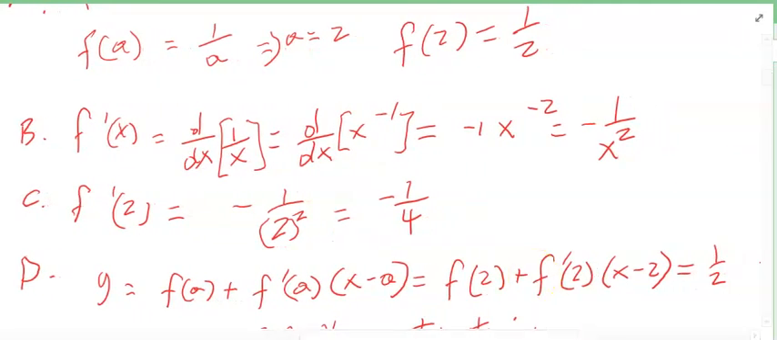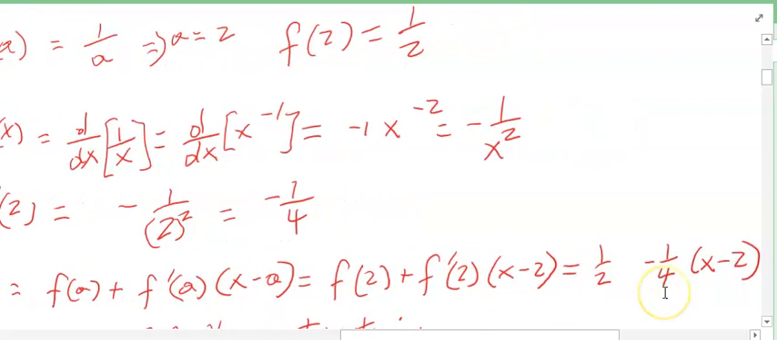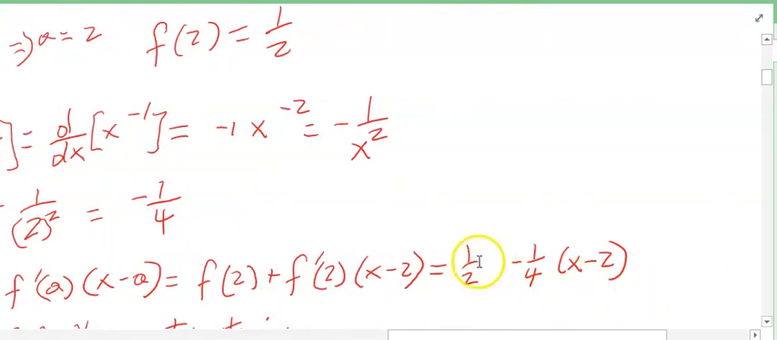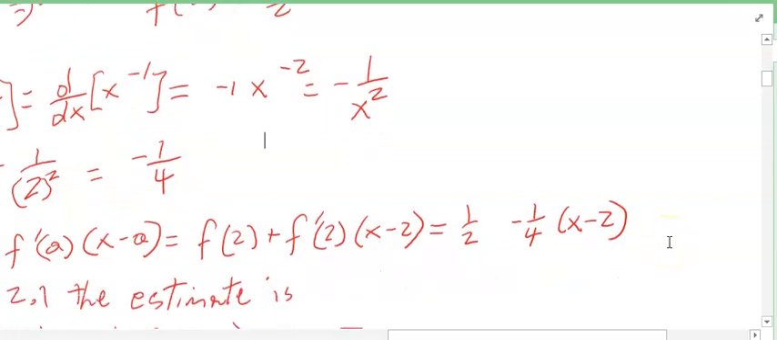Our next step, we're given an equation that says y is equal to f of a plus f prime of a times x minus a. So where a equals 2, that would be equal to f of 2 plus f prime of 2 times x minus 2. Plugging in numerical values, that would be 1/2 plus negative 1/4 times x minus 2, because the plus and minus gives a minus. We just write 1/2 minus 1/4 times x minus 2. So that is our equation.